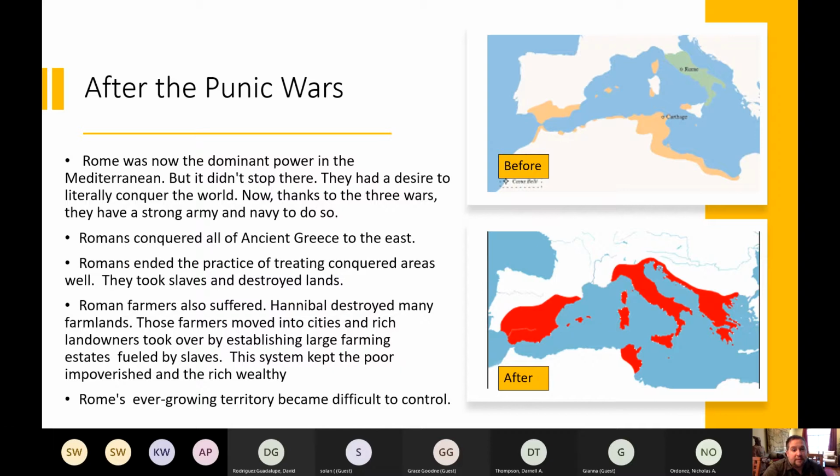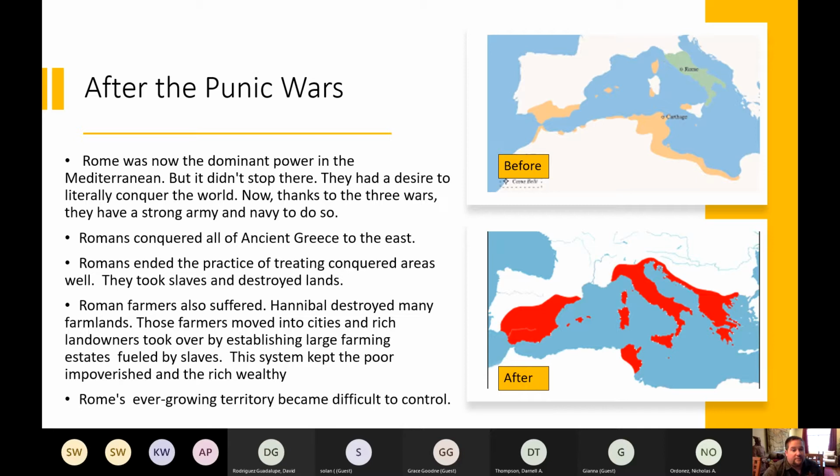So Rome is now the dominant power of the Mediterranean, but it doesn't stop there. They had a desire to literally conquer most of the known world. And now, thanks to these 3 wars, they had a strong army and a strong navy that they could do just that. The Romans conquered all of ancient Greece to the east, and they basically took that practice of making the people they captured citizens and threw it right out the window. So now the people that they capture, they destroy their lands, and they actually take a bunch of them as slaves. Roman farmers also suffered.